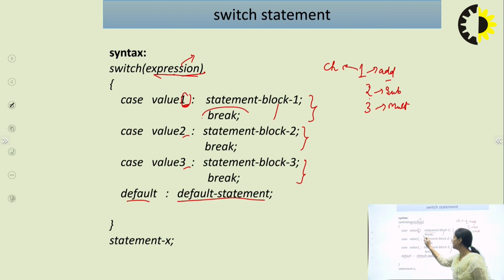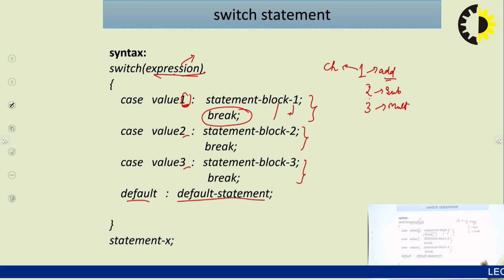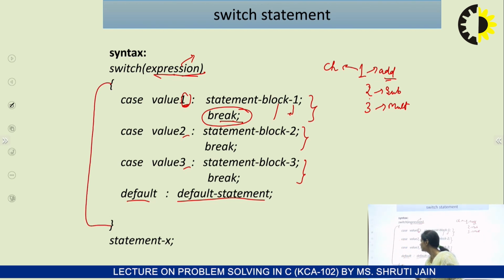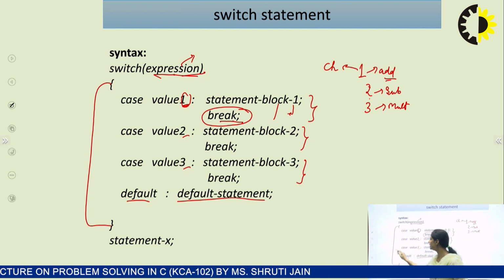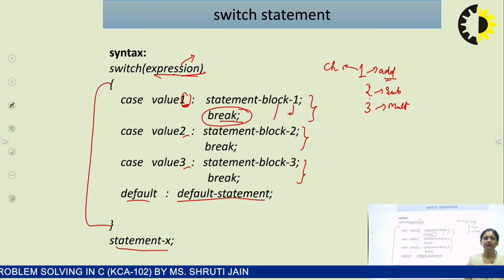Now, looking at the significance of this break statement, this break statement basically helps in exiting the control from this switch block. Suppose the user has entered the value as 1. That means the case 1 block will be executed. It will add the two numbers, display the result. As soon as the compiler comes across this break statement, the execution will terminate from this block. So the control of the statements will move outside the switch block and the statement X will be executed.